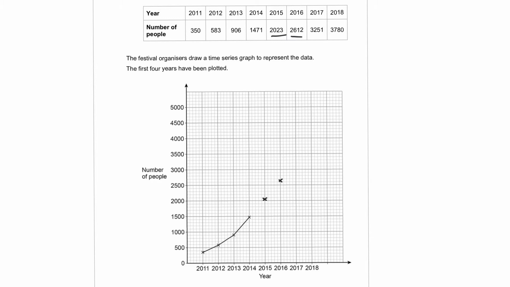And then 3,251. Again, this one, they just want to see if you're roughly in the right place, because obviously you're not going to get it on the nail, because of just how small the actual accuracy is. And then 2018 was 3,780. Yeah, about there.